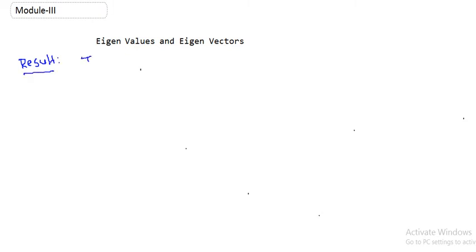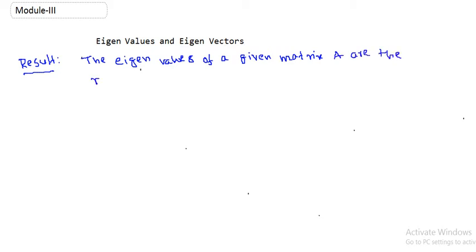The eigenvalues of a given matrix A are the roots of the characteristic equation of A. So for the last example, we get the eigenvalues 1 and -1 for that matrix.